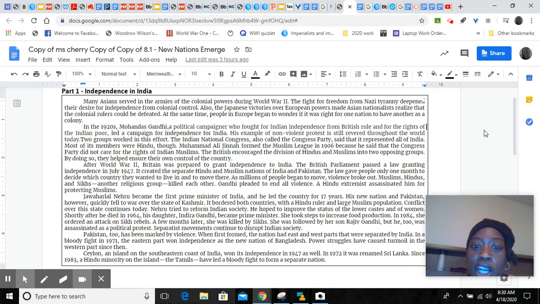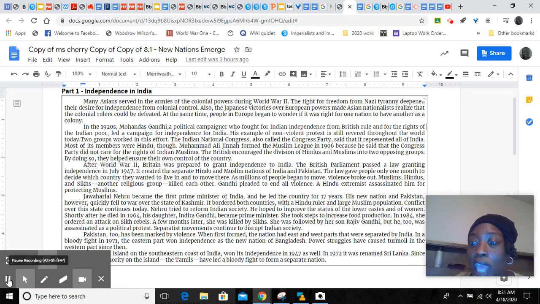The British encouraged the division of Hindus and Muslims into two opposing groups. So the British encouraged them to divide. Remember, the British owned this area at this time. Back to the passage. By doing so, they helped ensure their own control of the country. So by keeping the Hindus and the Muslims divided, the British ensured that they could keep control of the country. But if they ever found out that if they united together, they probably would outnumber and could get control of their country back. But I don't think they thought about that.